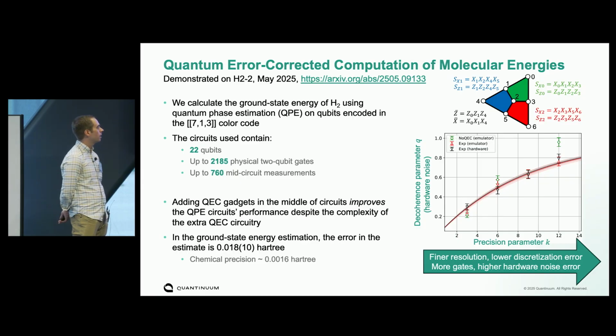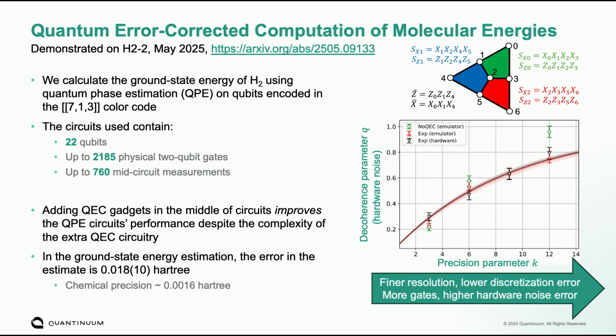And if we look at the plot on the right, the y-axis is essentially our hardware noise, and the x-axis is some precision parameter k. And so farther to the right means finer resolution, but it also means more gates and more hardware noise. And maybe the key result here, we relied on both emulator data and hardware data. We saw the emulator and hardware matched pretty well.